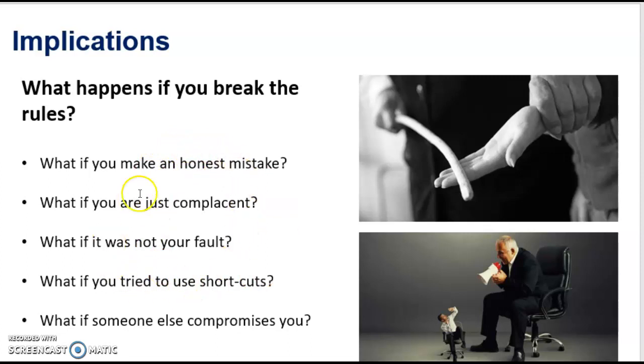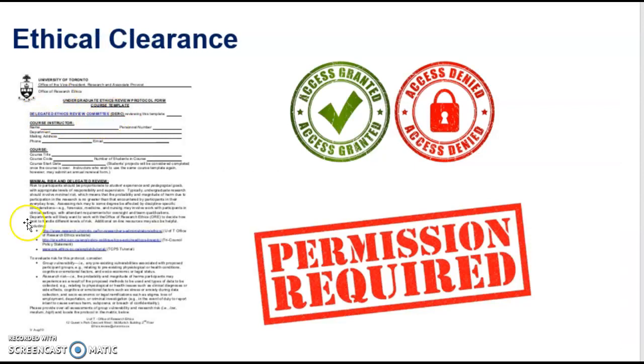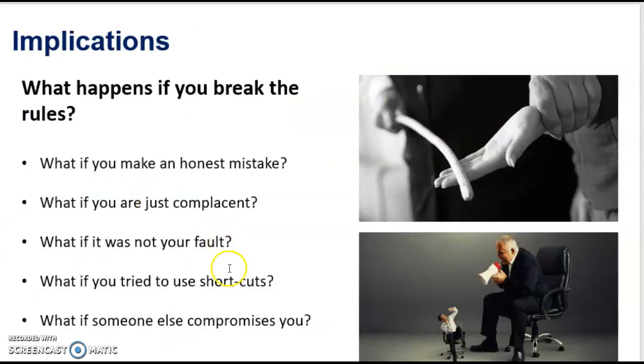So you need to really think hard about this, because the whole point of that is you're going through your ethical clearance to make sure that you are absolutely bulletproof and nothing would happen. So if any of these do happen, what's the consequence?